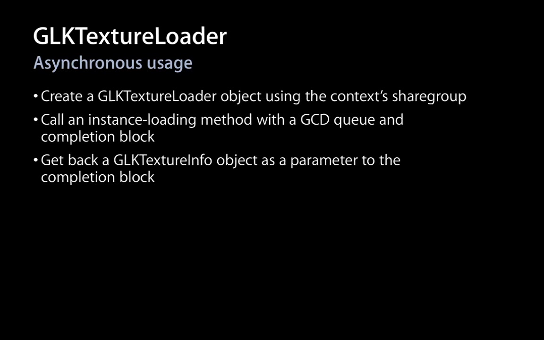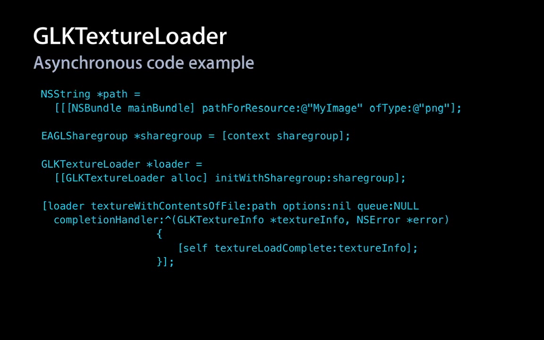So the GCD queue is basically where that completion block is going to be called on. And through that completion block, you'll get back a GLKTextureInfo just like you did with the synchronous case, and an error if there was one loading. So the code example for that case, same thing: load the path, and here we're going to get the share group for your context. You give that to us when you create the GLKTextureLoader object, and there it is. Just make a single call, give us the path and whatever your completion block handler is.